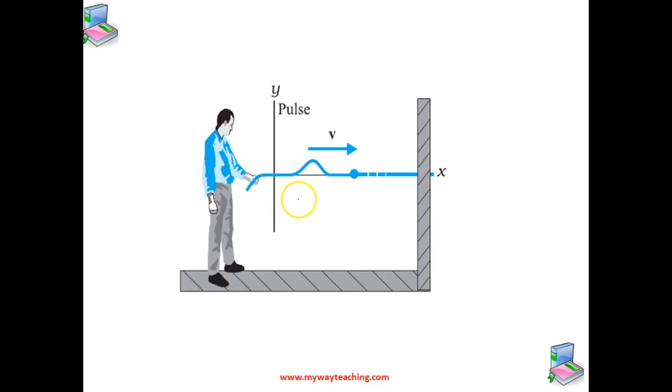So here this shows the propagation of a single pulse along a string resulting from a single up and down jerk. The pulse moves in this direction, but the oscillations or the disturbance are perpendicular to the direction of propagation. If the string is very long compared to the size of the pulse, the pulse will damp out before it reaches the other end, and the reflection from that end may be ignored.